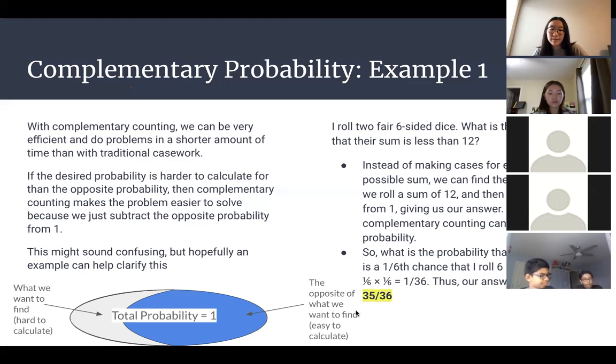Like Charles said, the only way you can get 12 is if you get a 6 and then a 6. And each of those has a 1/6 probability. So the probability of rolling a 12 is 1 over 36. And if you subtract that from the total number of possibilities, you get 35 over 36 as your answer to the question.